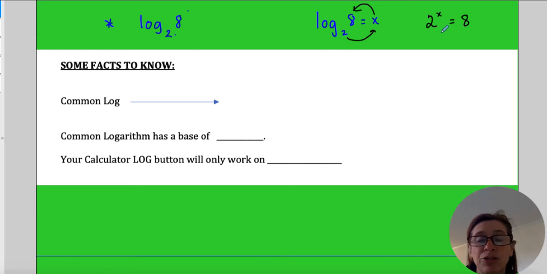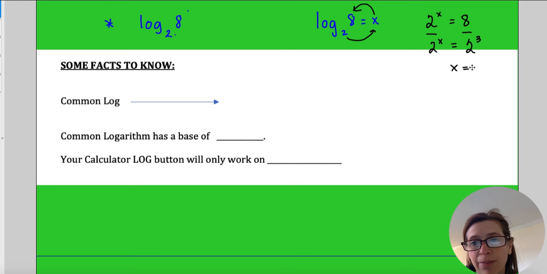And here then, there's either thinking involved or making the bases the same, right? So we could make 8 2 cubed. And so x would be 3. Now let's go back to that definition. Does that work? 2 to what power gives me 8? 2 to the 3 power gives me 8. So log base 2 of 8 is 3.